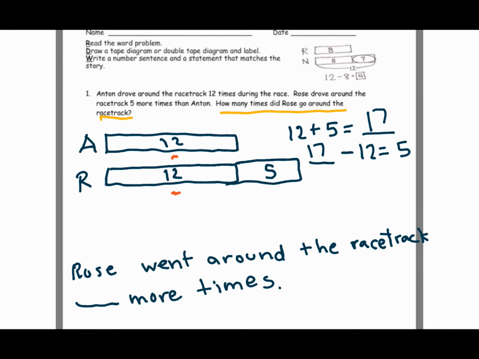So, Rose went around the racetrack how many more times? How many times did Rose go around the racetrack? I'm sorry, not this word, not more times, but Rose went around the racetrack 17 times. We didn't need this word more. Let me erase that. But Rose went around the racetrack 17 times. Okay, boys and girls, check your work. Give yourself a happy face.